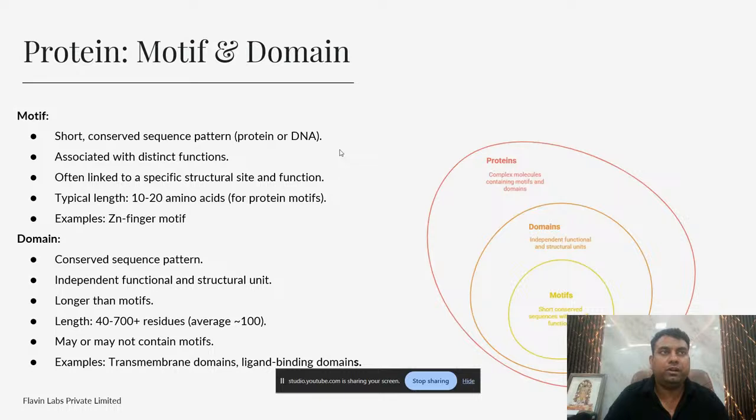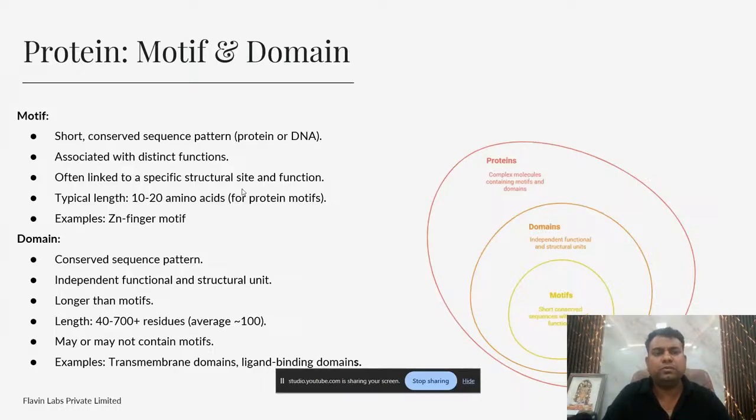For example, if you are saying that it is an isomerase, then any isomerase should contain a sequence that provides this isomerase activity. So it will always be a conserved sequence, and it comes under motifs and domains.